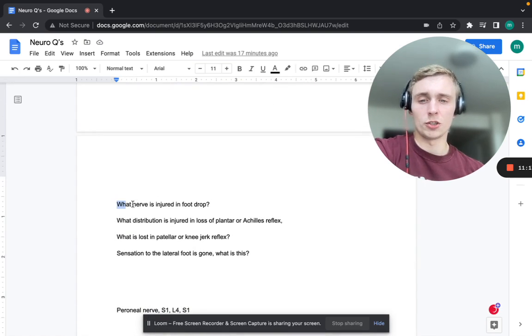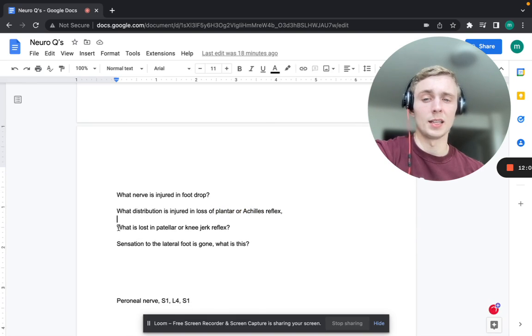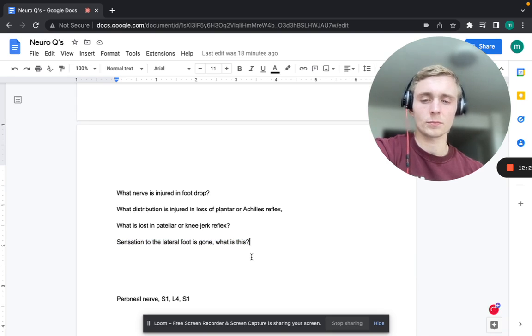What nerve is injured in foot drop? What distribution is injured in loss of the plantar or Achilles reflex? What is lost in the patellar or knee jerk reflex? What nerve is lost in that? And another one, sensation to the lateral foot is gone. What nerve root is this?